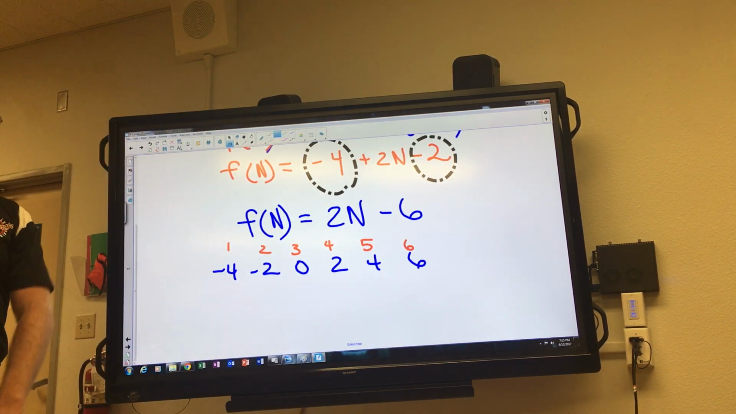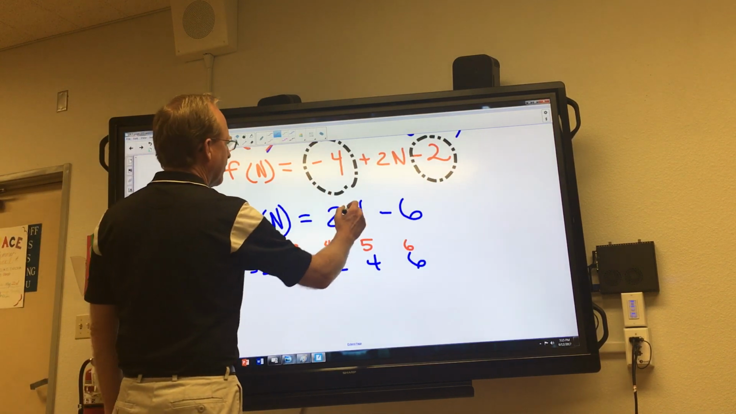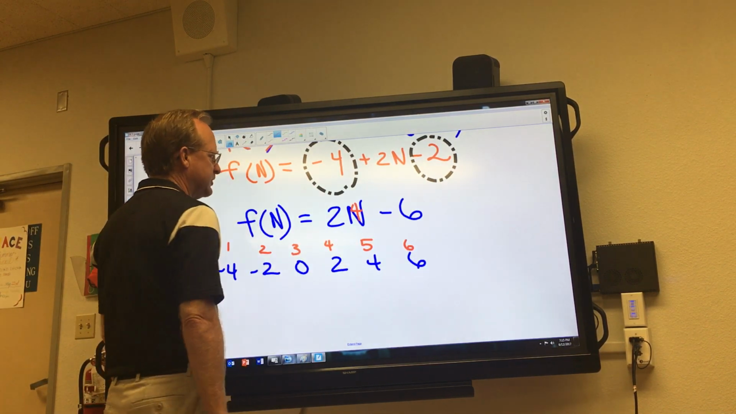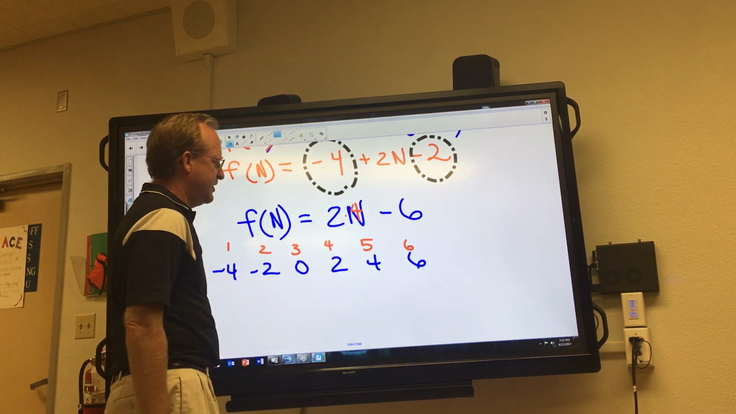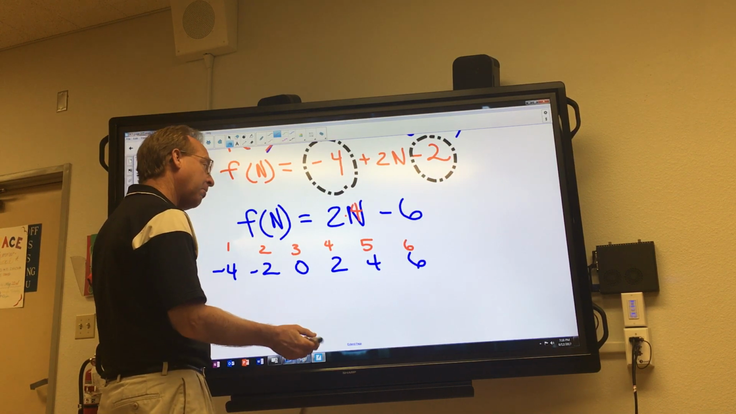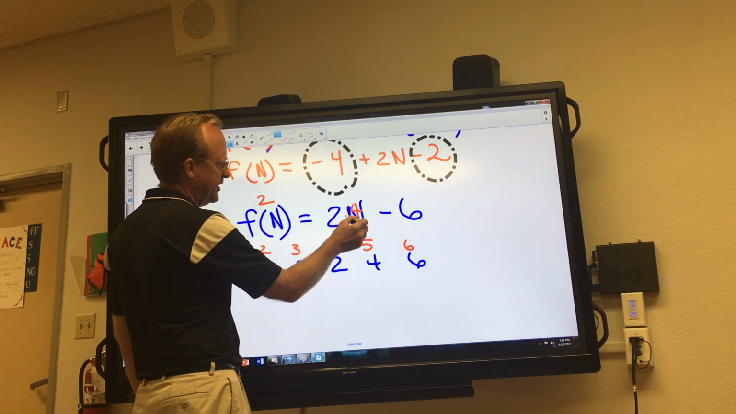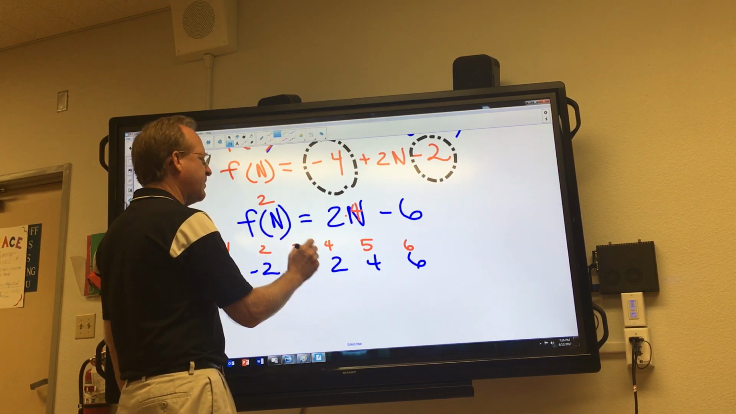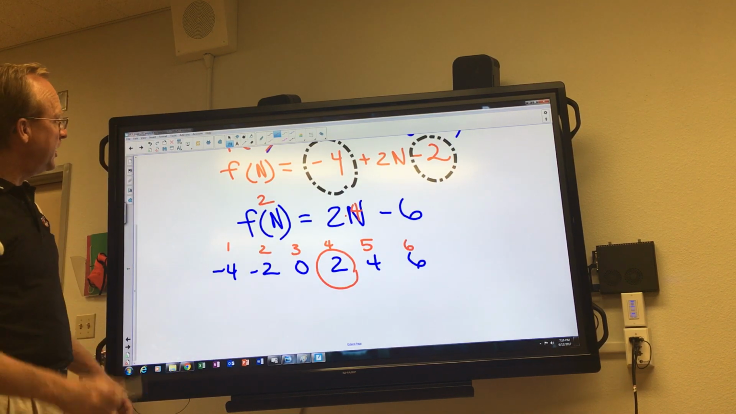Now let's pick a term at random. Let's pick term number 4. So I'm going to put term number 4 right there. So now I got 2 times 4 is 8, and 8 minus 6 is 2, which is the answer. So if we put in the term 4, we come out with 2. So it does work. Pretty neat.